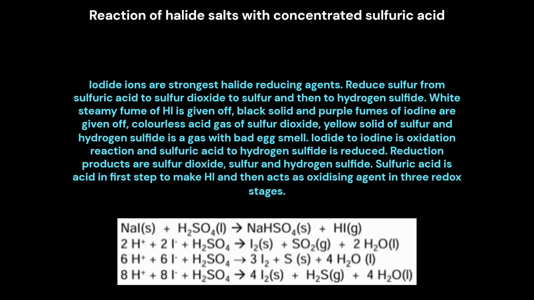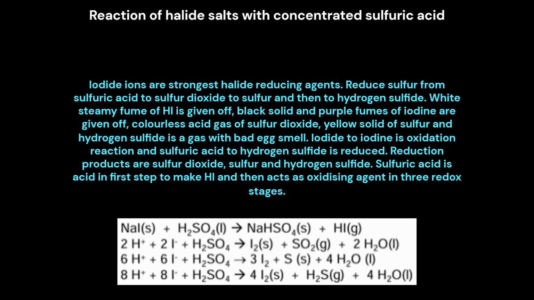Iodide ions are the strongest halide reducing agents. They reduce sulfur from sulfuric acid to sulfur dioxide, to sulfur, and then to hydrogen sulfide. A white steamy fume of hydrogen iodide is given off, a black solid and purple fumes of iodine are given off, a colorless acid gas of sulfur dioxide, a yellow solid of sulfur, and hydrogen sulfide, which is a gas with a bad egg smell. Iodide to iodine is an oxidation reaction and sulfuric acid to hydrogen sulfide is reduction.